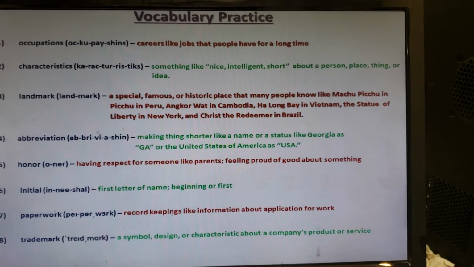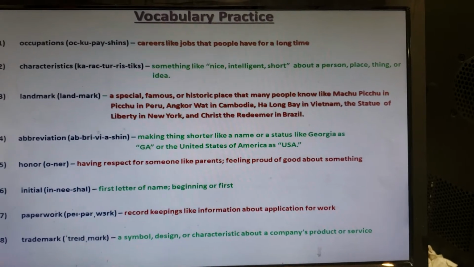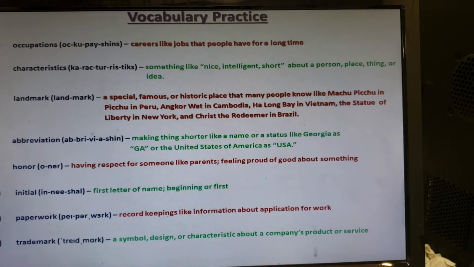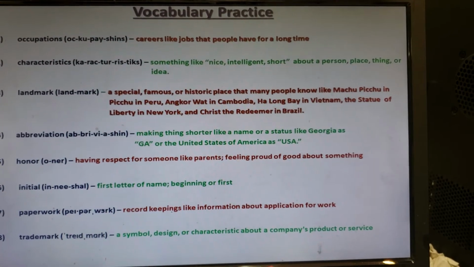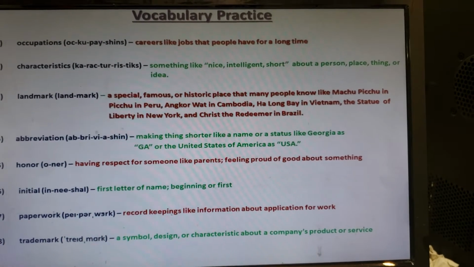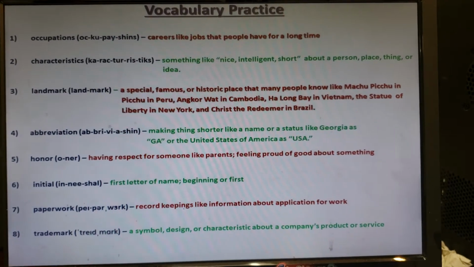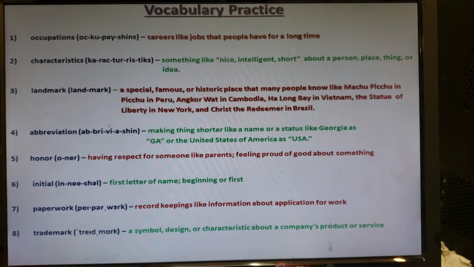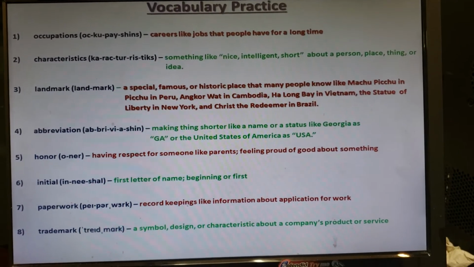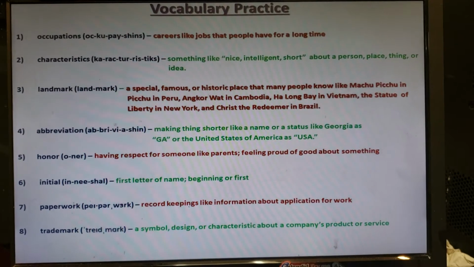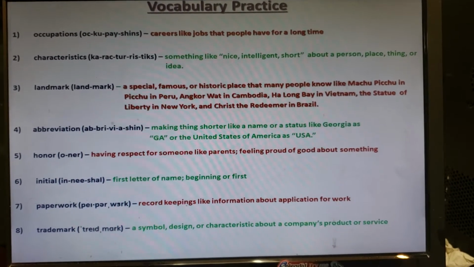Now, occupation is basically like careers. So when people go to study in a university or college, they major or study a special subject like chemistry or engineering or accounting or teaching. When they finish school, they can become engineers or teachers. So they have different careers or different occupations.